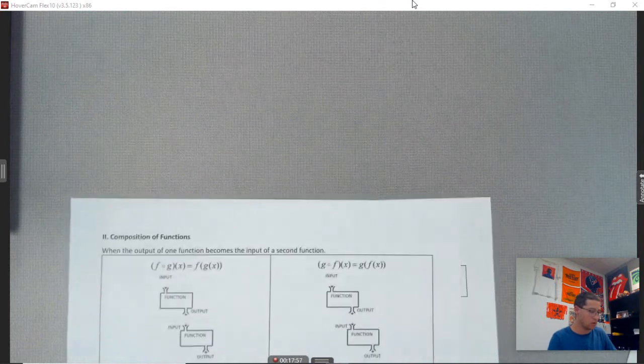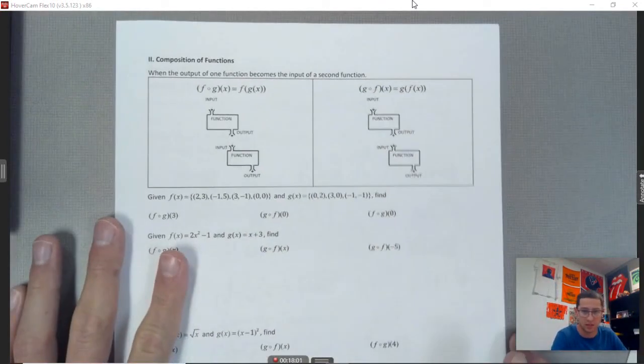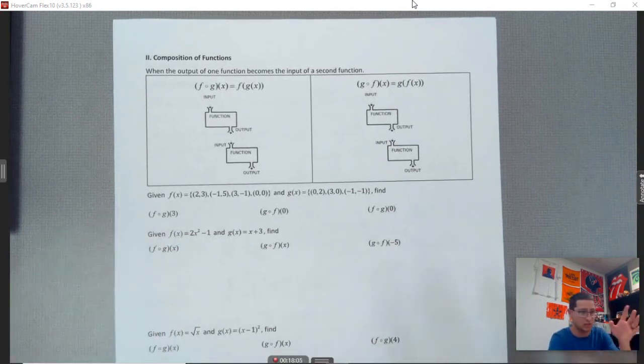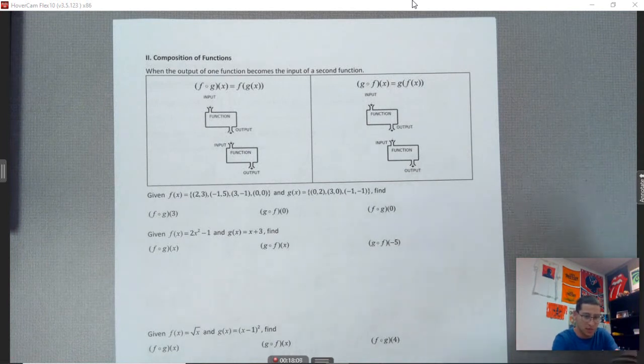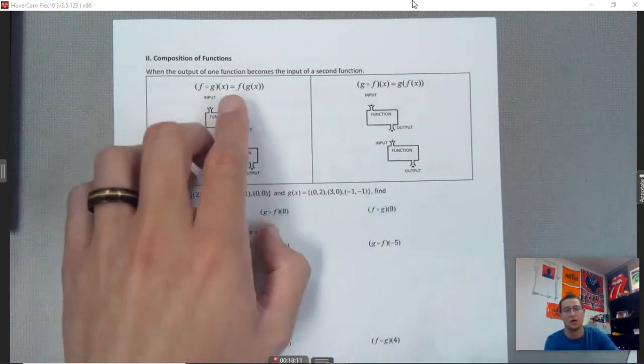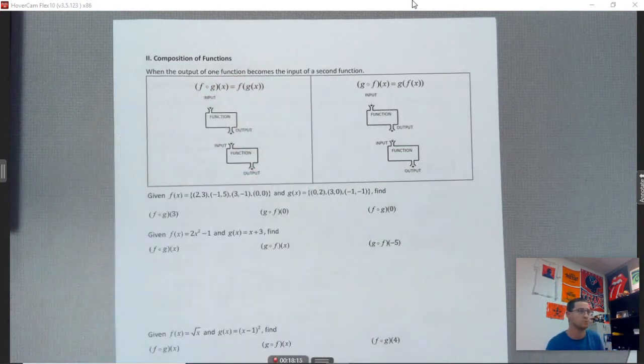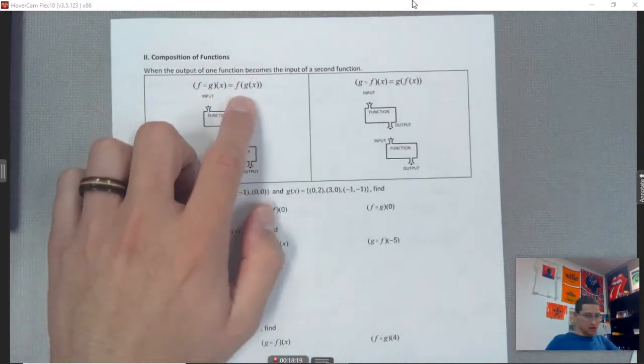So with compositions, these are a little bit more complicated, but once you get the hang of it and kind of see it, it's all about seeing it, right? If you can see what the concept is, the math part is not necessarily difficult. But when the output of one function becomes the input of a second function. So essentially what you're doing, I want you to look at this right here.